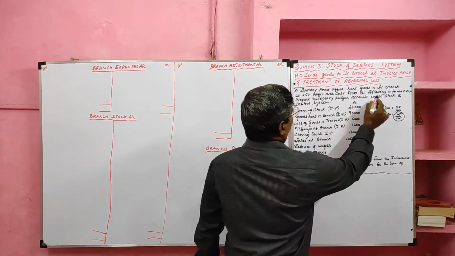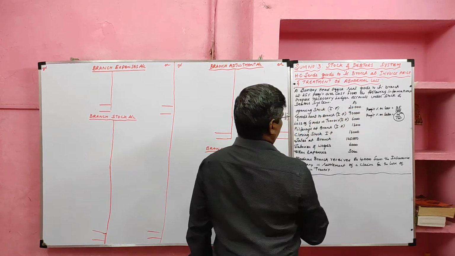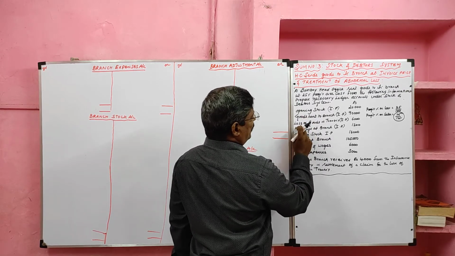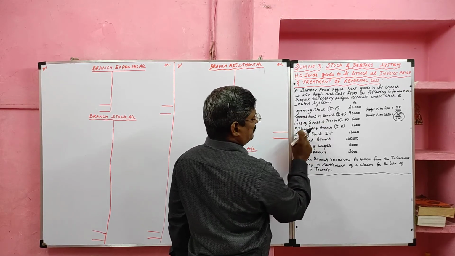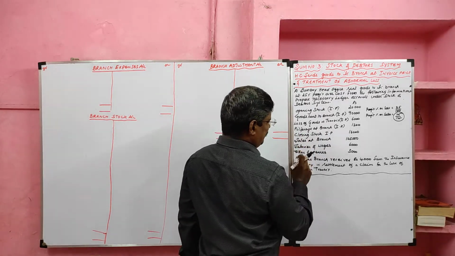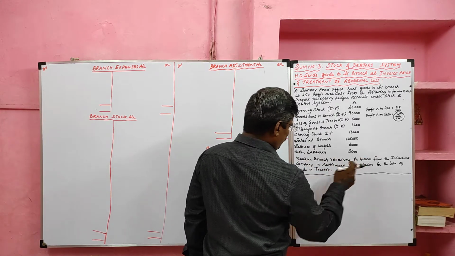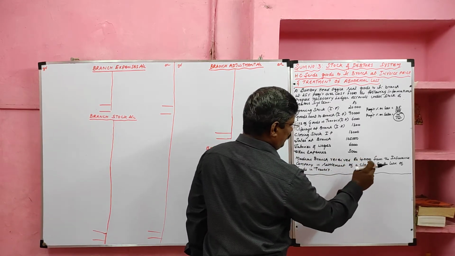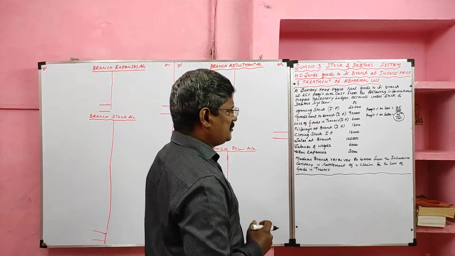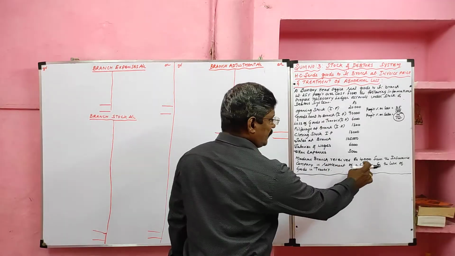From the following, prepare necessary ledger accounts under stock and debtor system. Given information: opening stock, goods sent to branch, loss of goods in transit, pilferage. Pilferage means small theft at the branch. Closing stock, sales at branch, salary, other expenses. Madras branch received rupees 4,000 from the insurance company in settlement of a claim for loss of goods in transit. We received how much? 4,000 rupees.